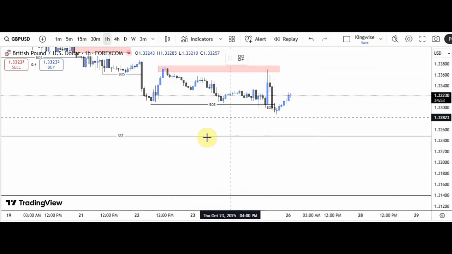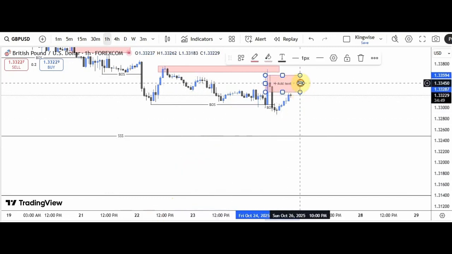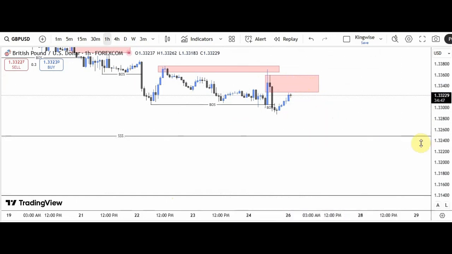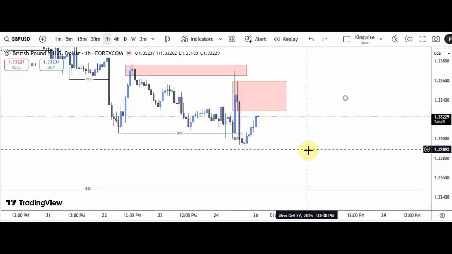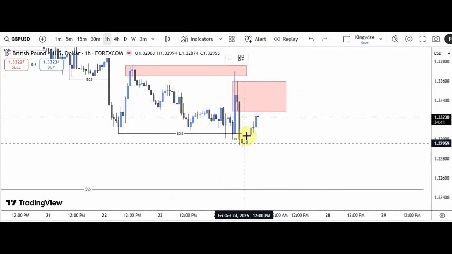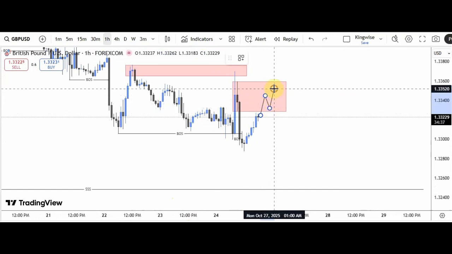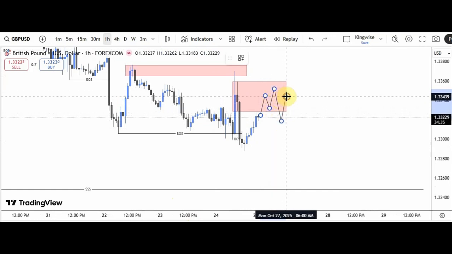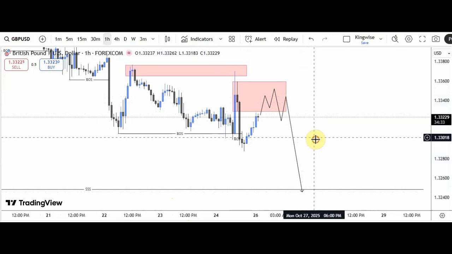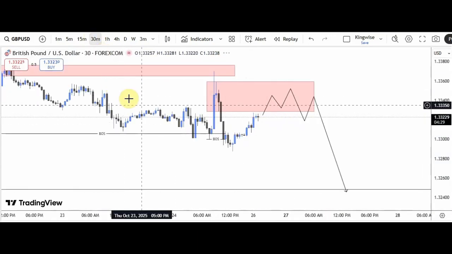And where's the last candle before that break of structure? This is the last candle. So I would expect to see price tap into this zone nicely, tap into this zone and give me a confirmation entry to go lower. So this is what I'll be expecting price to do.